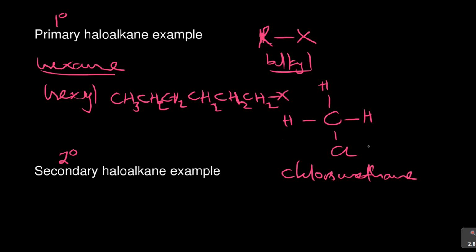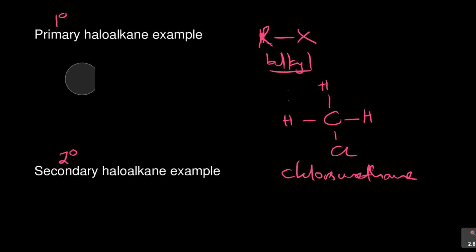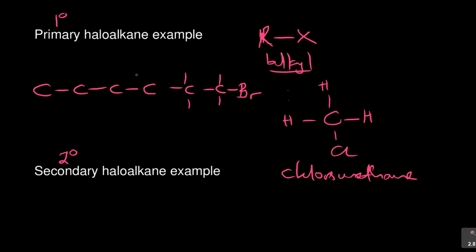Then you can put the X there. So in this structure, we can come up with the one with hexane. You can say 1, 2, 3, 4, 5, 6. Then I put here maybe Br. So it is at the end of the molecule. At the end of the molecule, put the hydrogens there. I'm just trying to be a bit faster here.